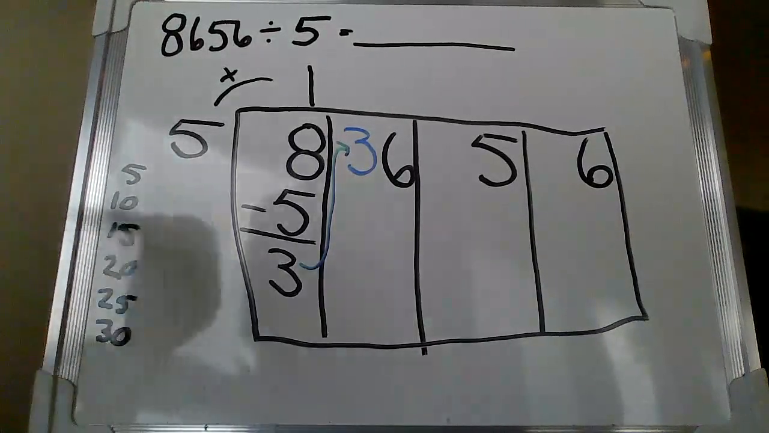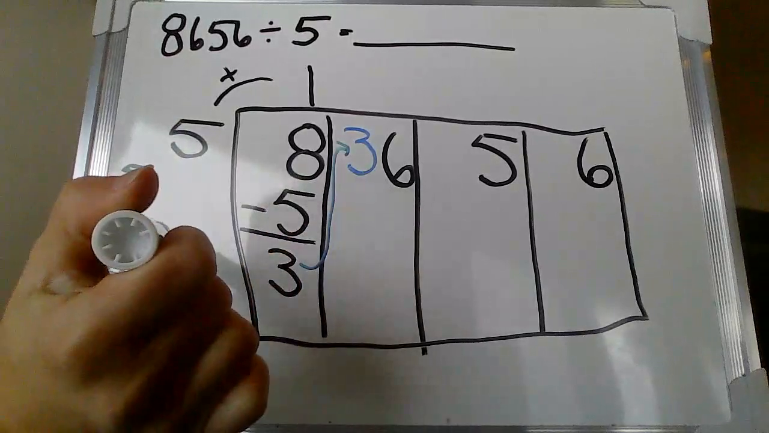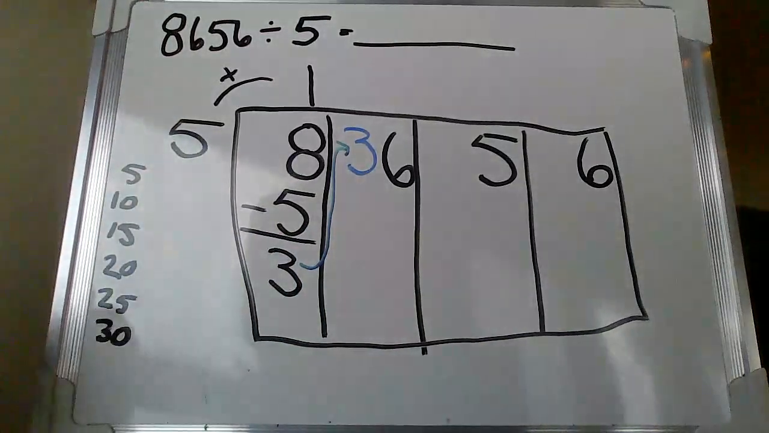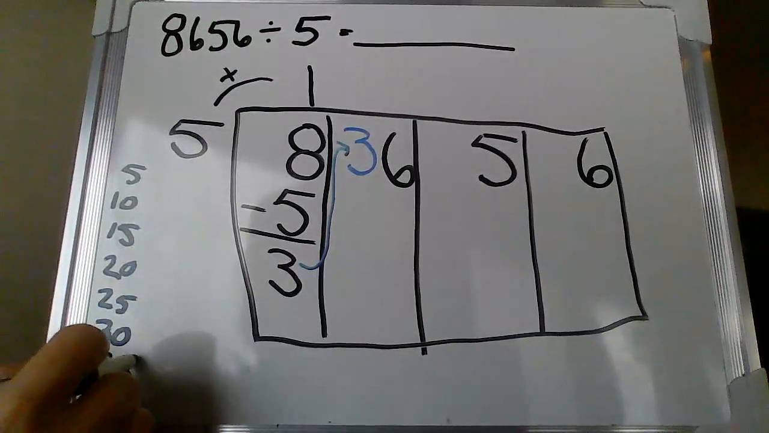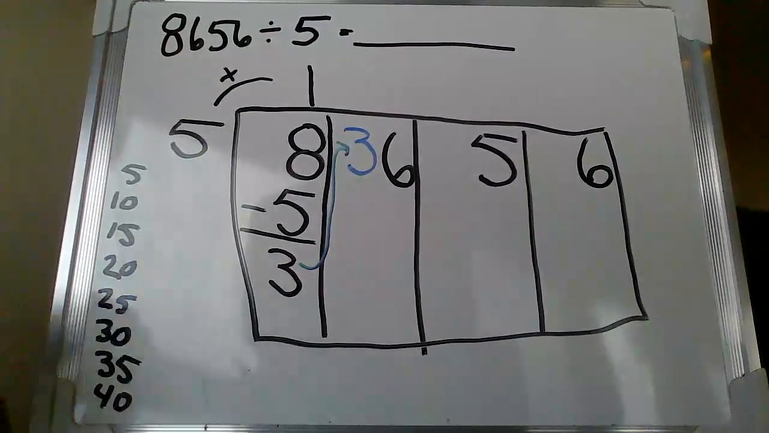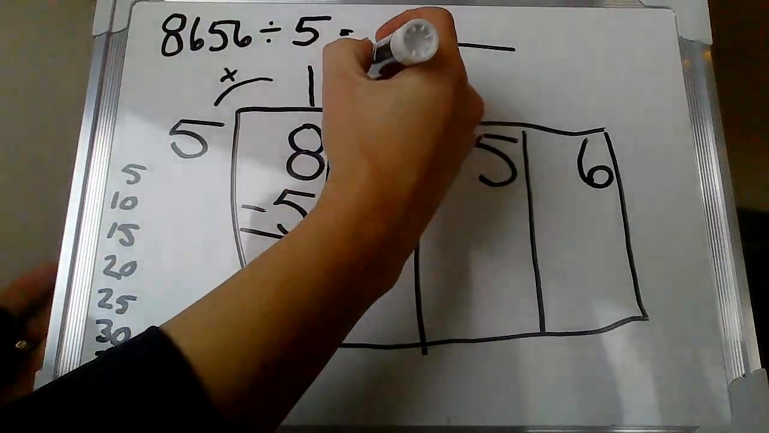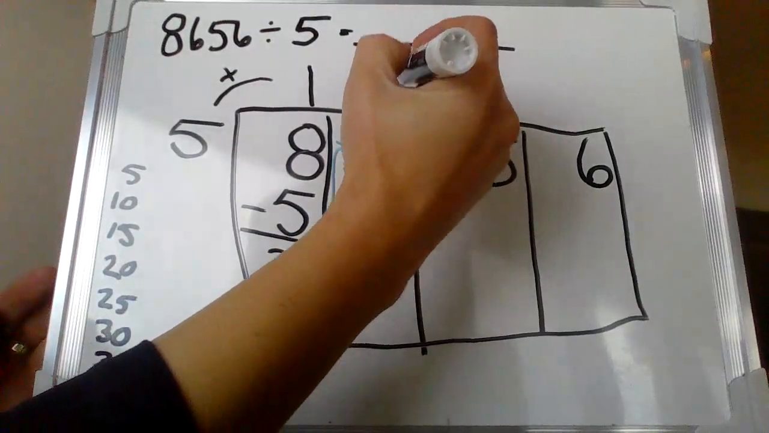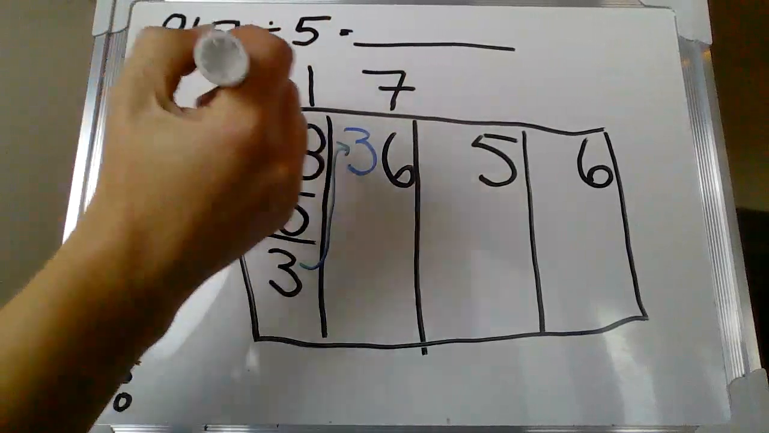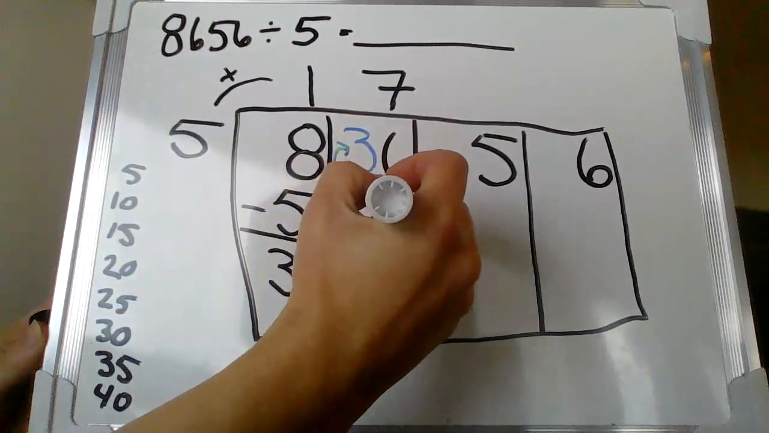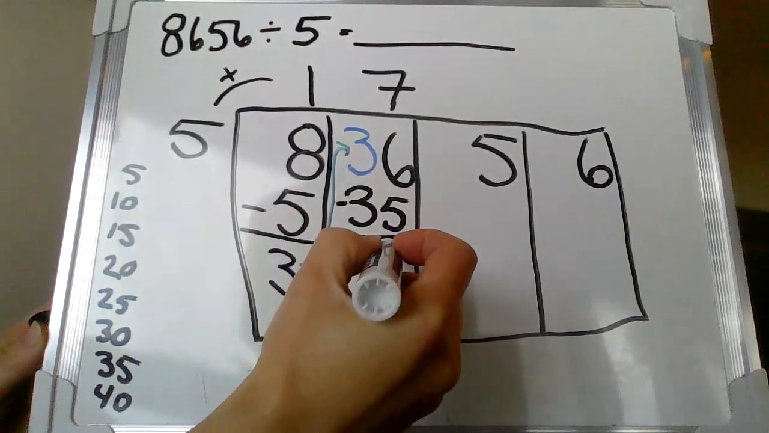Okay. So now we're going to look at 36. How many groups of 5 can we get out of 36? We did our multiples down here. Let's see if we can add a few more. 35, 40. Okay, I can see 35 would be our closest. So we can get 7 groups of 5 out of 36. Remember, again, we're multiplying. 7 times 5 equals 35. Subtract that from 36. That gives me 1.